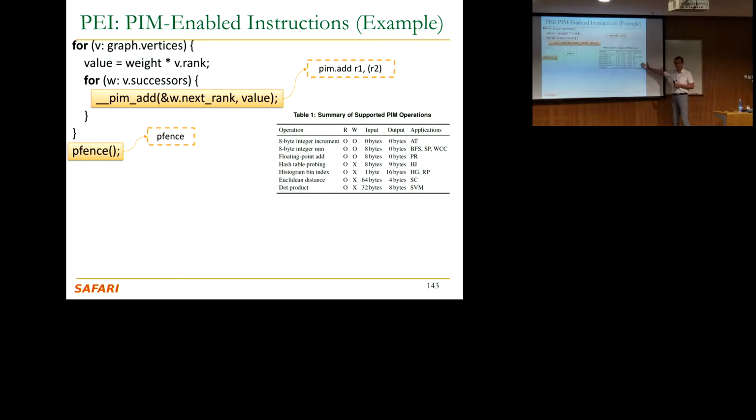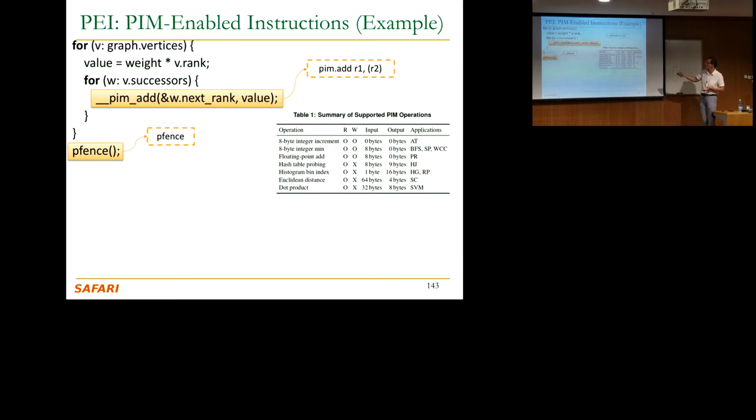These are some examples. If you have configurable logic in the logic layer, these instructions are relatively easy to implement, I think. Of course, you need to change the processor to support them also. But one example is 8-byte integer increment, 8-byte integer min, where you find the minimum of integers, floating point adds, hash table probing, histogram bin index, Euclidean distance computation, especially in stream-based clustering. That's very useful. Dot product is used in support vector machine.